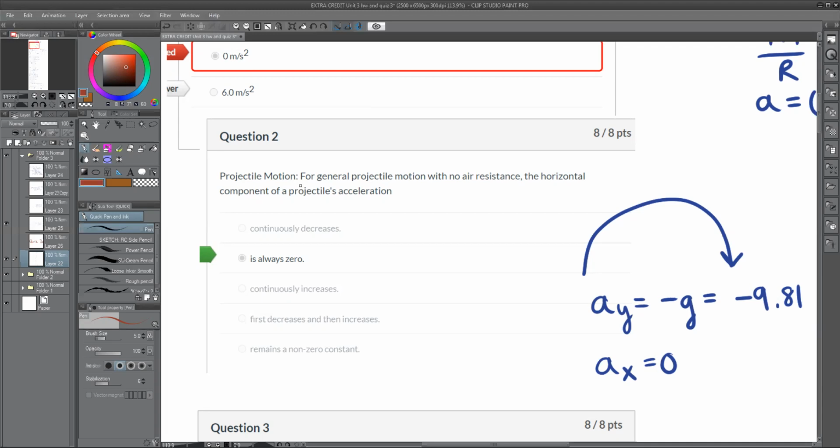Gravity itself is just the absolute value of the acceleration, which is going to be 9.81. But the acceleration on the vertical component is negative 9.81 because it's going down. There is no acceleration on the x portion because the velocity on the x portion is always constant when it comes to these problems. Therefore, there is no acceleration.